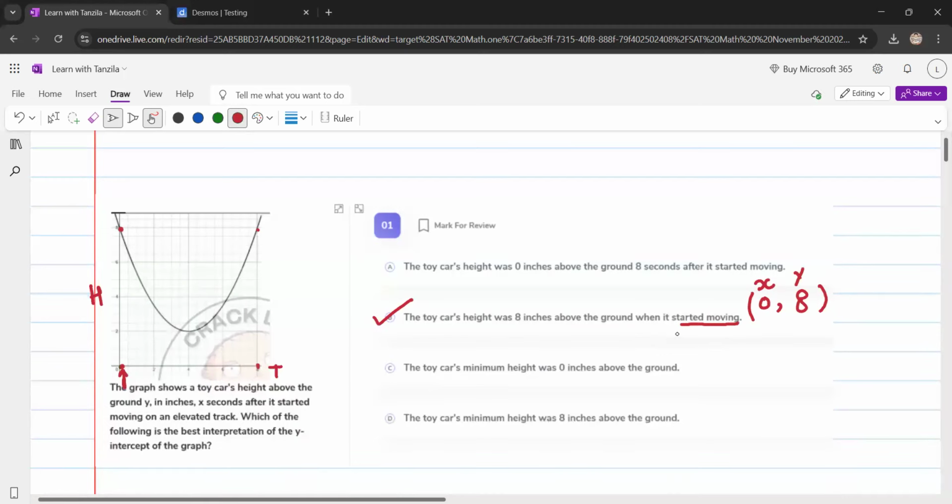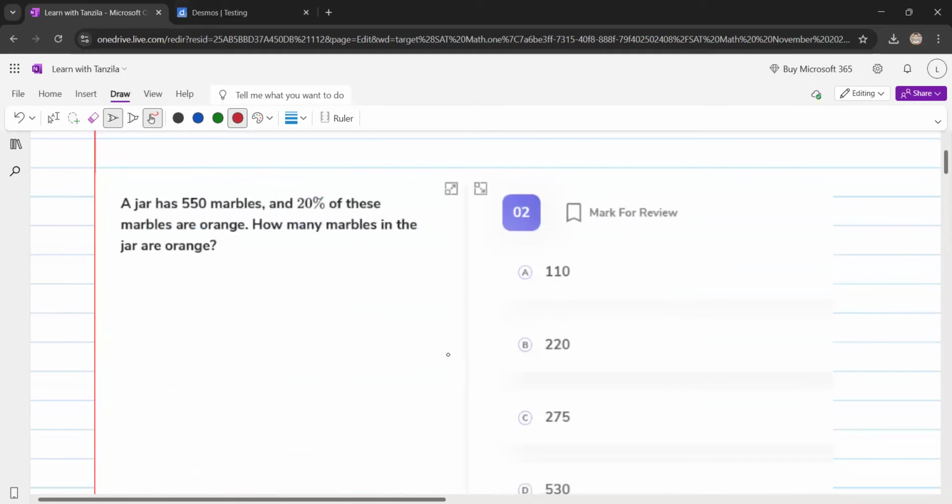Now let's read the other options as well. The toy car's minimum height was 0 inches above the ground. It was never at 0 inches above the ground. The minimum is here, which is 2. It was at least 2 inches above the ground. The toy car's minimum height was 8 inches above the ground, and you can see from the graph that's not true.